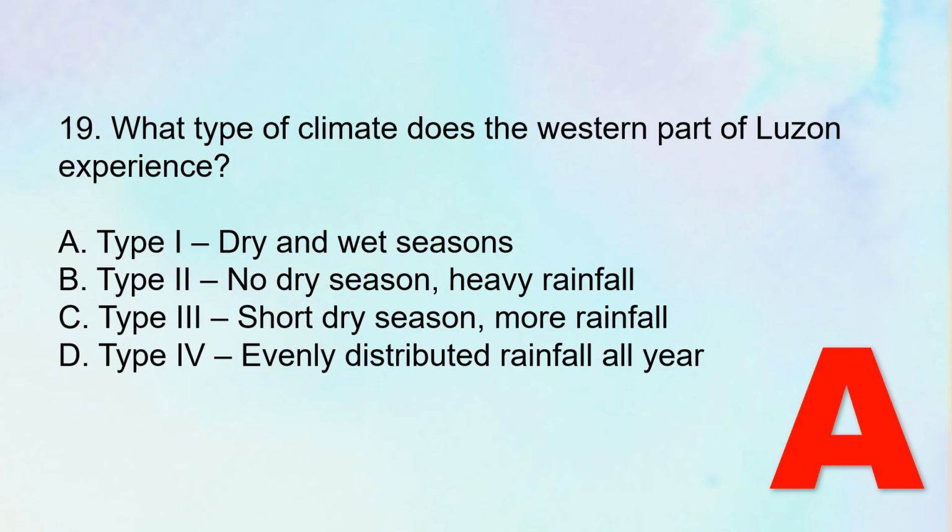The western part of Luzon, like Ilocos, Zambales, Palawan, has type 1 climate with a distinct dry season from November to April and wet season from May to October due to monsoon effect. Type 2 is found in eastern Luzon like Bicol. Types 3 and 4 are commonly found in Visayas and Mindanao. So for western Luzon, type 1.